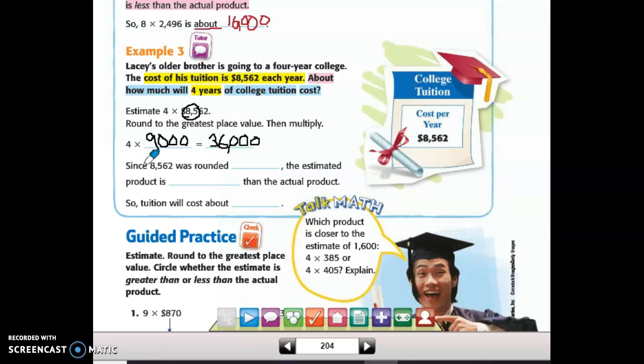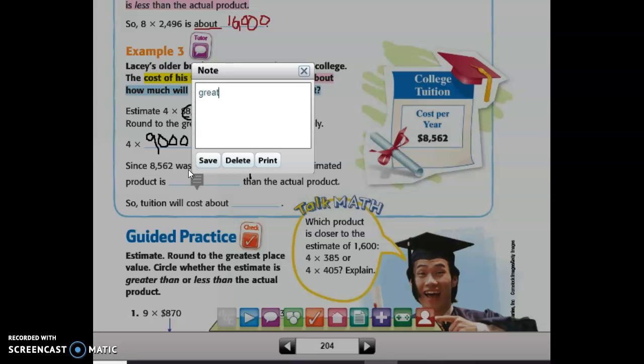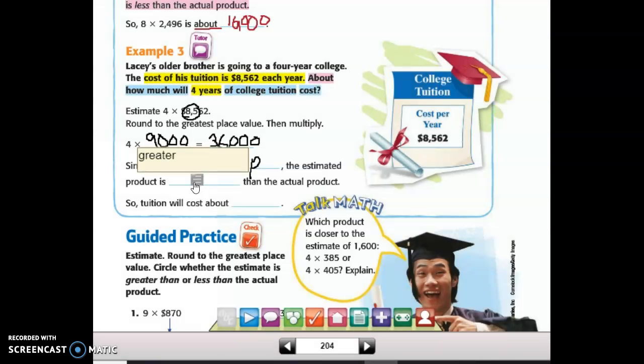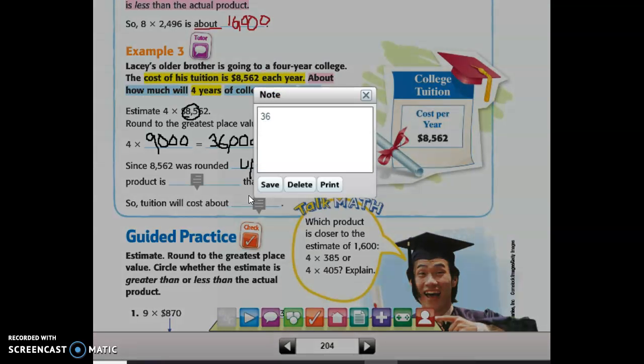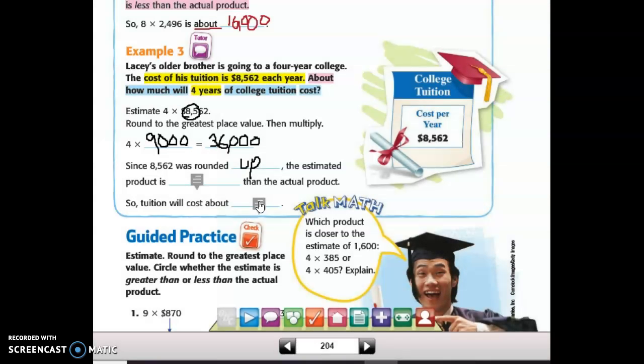Since 8,562 was rounded up, the estimated product is greater than the actual product. So tuition will cost about $36,000. And there's the checks for the estimation of these word problems.